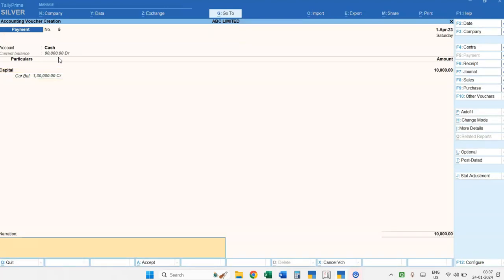I hope you understand that only the method of display is changed in TallyPrime 4.0 in single entry mode versus double entry mode. The accounting concept will always remain the same.